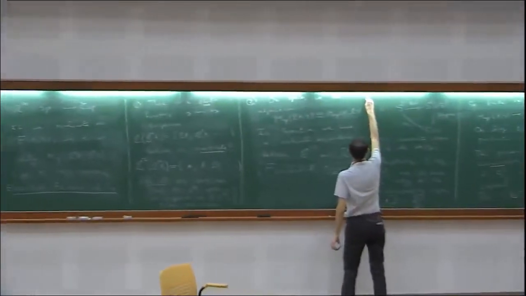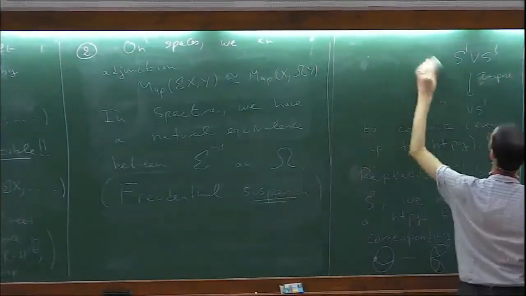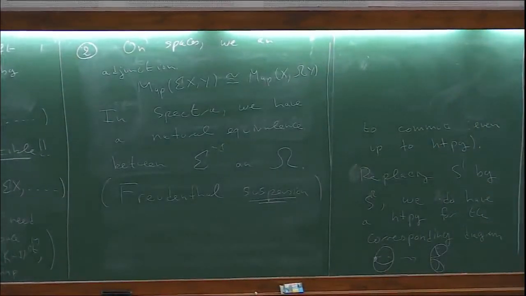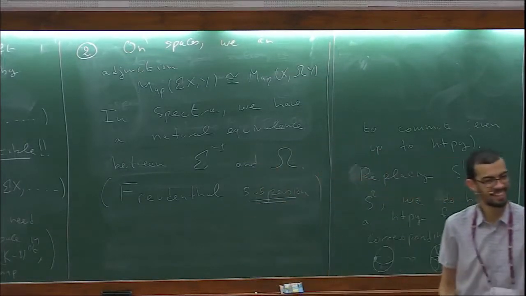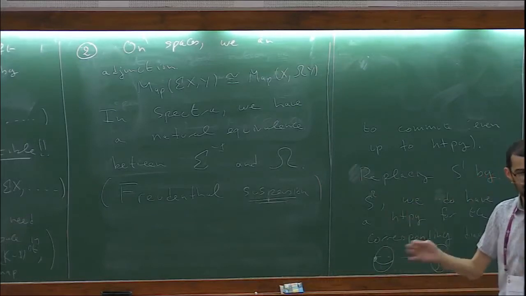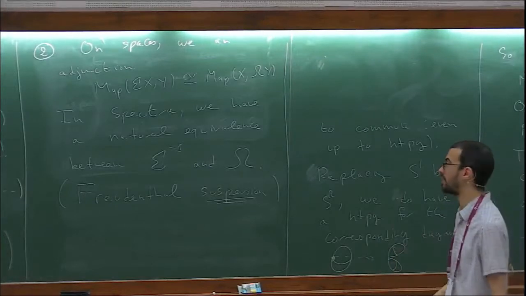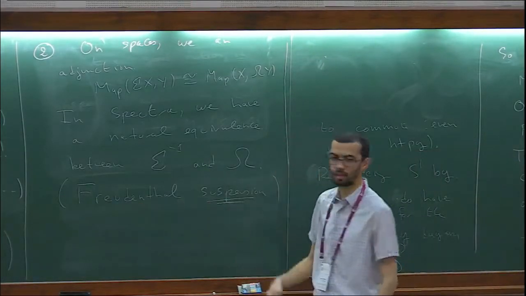Okay, so these are the essential features that one should be aware of. Oh, this is just end. There's a D missing. And the loops act as the inverse of suspension. And this is non-trivial because this is somehow the starting point of the subject. This is about Freudenthal suspension.